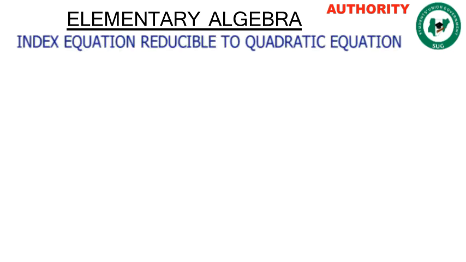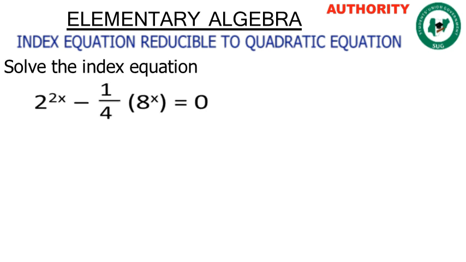You are welcome again. Let's see number 5. It says solve the index equation (2^(2x) − 1)/4 (8^x) = 0. Please pay attention and see what we're going to do. It's very simple. Now we have (2^(2x) − 1)/4 (8^x) = 0.